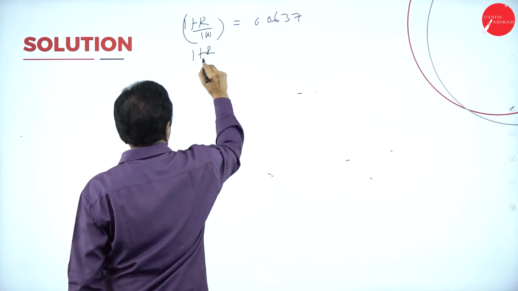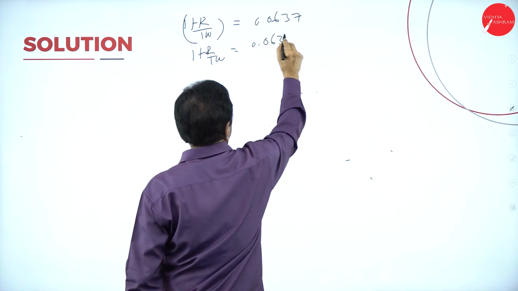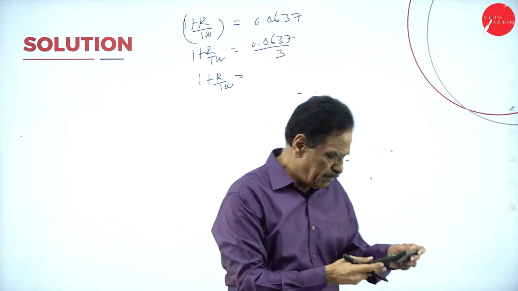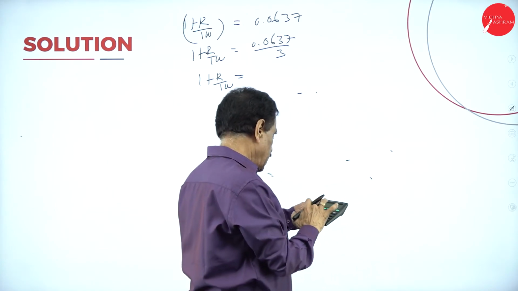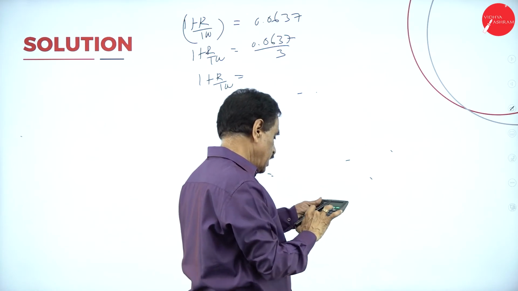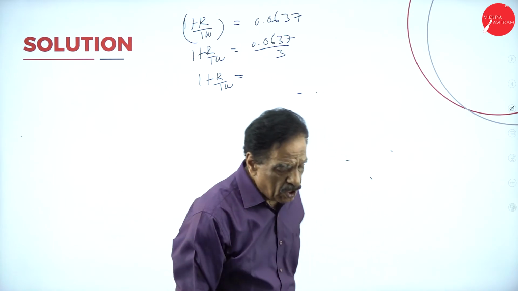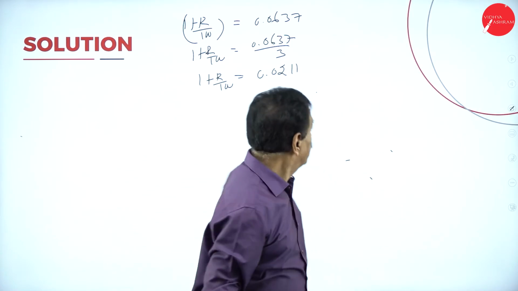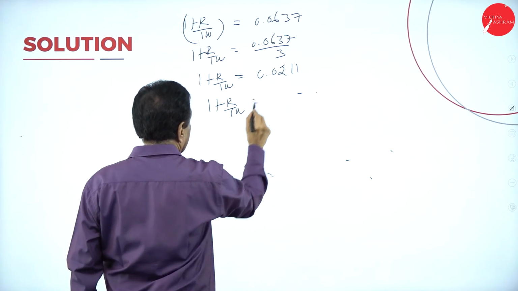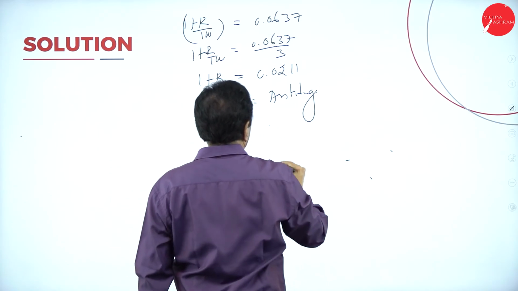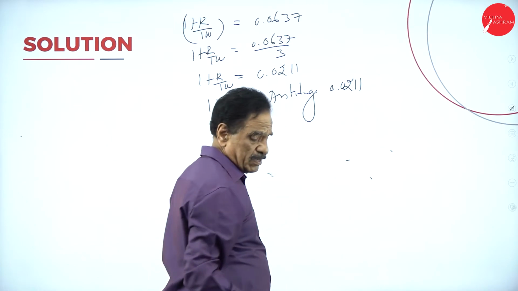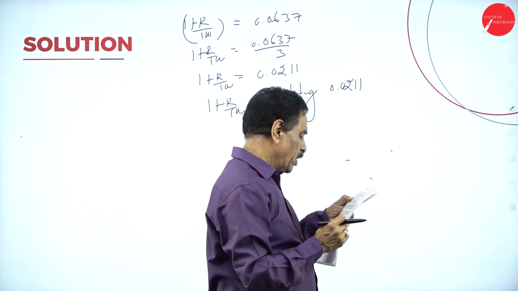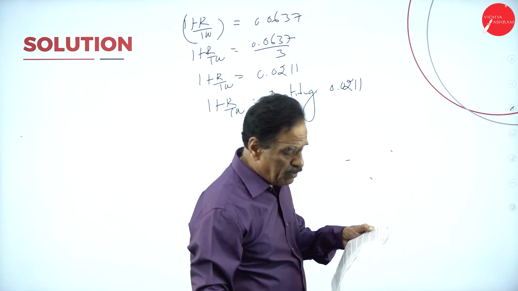So 1 plus r over 100 equals 0.0637 divided by 3, which is 0.0211. Then for 1 plus r over 100, take the anti-log of 0.0211. See the anti-log, not 211, it is 1050.